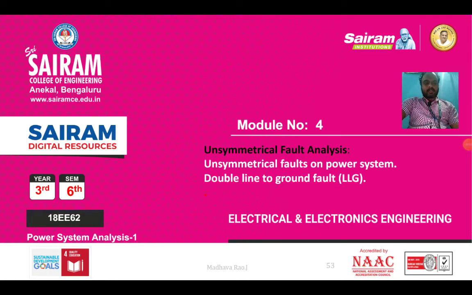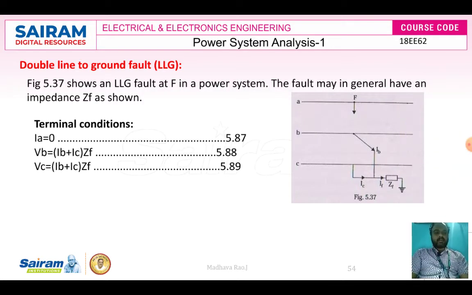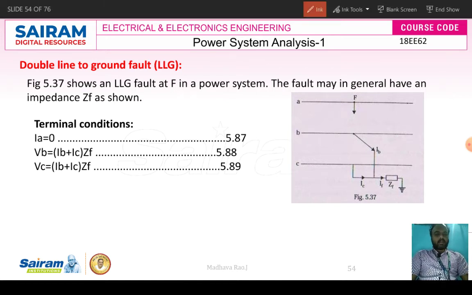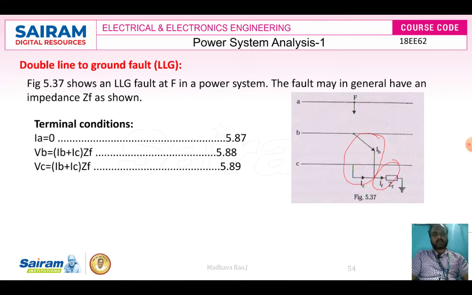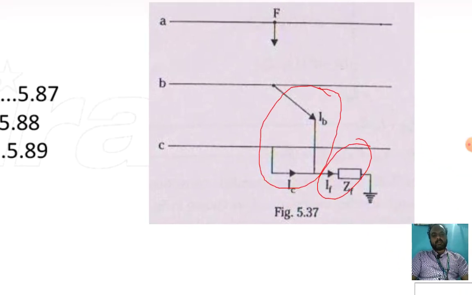Dear students, in this video you will learn about double line to ground fault on power system. In this figure you can see double line to ground fault. So double line to ground fault happens between B phase and C phase, and also fault impedance is connected between double line to ground. So you can observe in this figure double line to ground fault through fault impedance ZF.